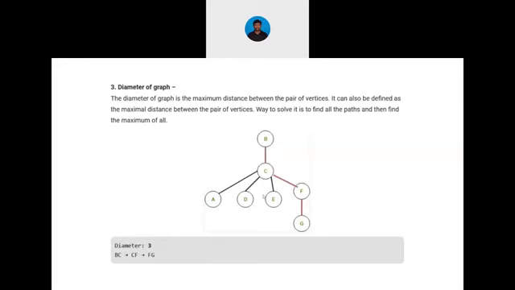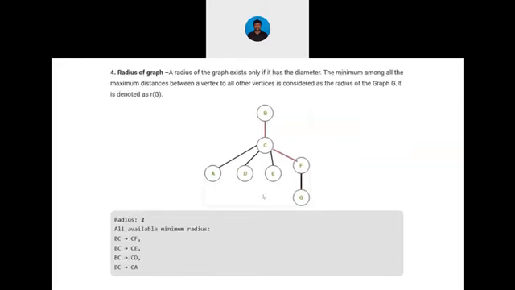Okay, so this is how we have to find the diameter of the graph. The fourth one is the radius of the graph. So this is also new to you, I think. The radius of the graph exists only if it has a diameter, right? If the graph has a diameter, we can find the radius of the graph also. The minimum among all the maximum distances between a vertex and all other vertices is considered as the radius of the graph, right?